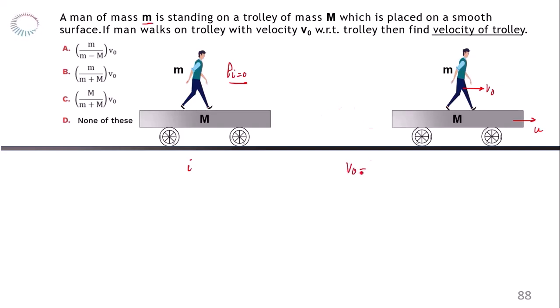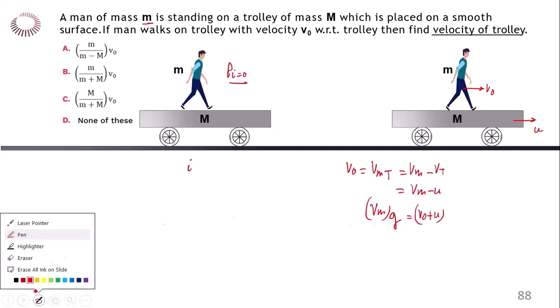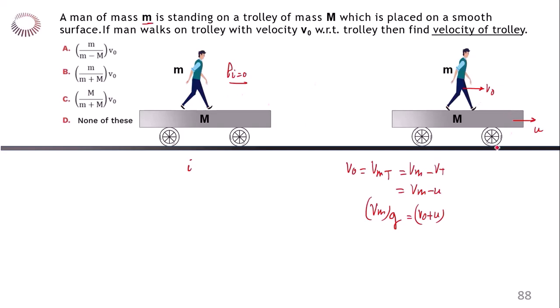So v naught is given as the velocity of man with respect to trolley. That should be equal to velocity of man minus velocity of trolley. Now the velocity of trolley is u. So the velocity of man with respect to the ground should be equal to v naught plus u. Now I can do the momentum conservation between the initial and the final situation. The initial momentum is 0. Final momentum should be m into v naught plus u for the man, plus capital M into u for the trolley, and that should be equal to 0.